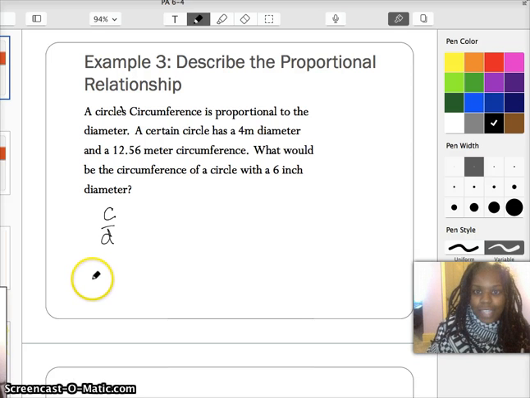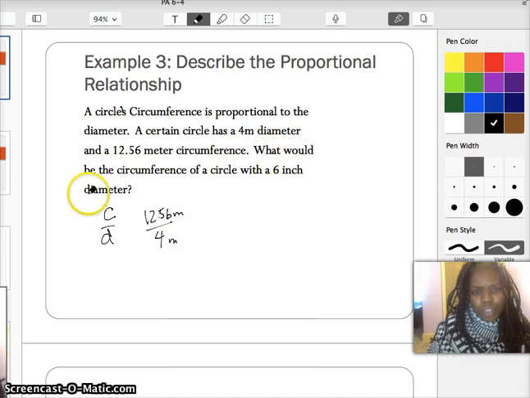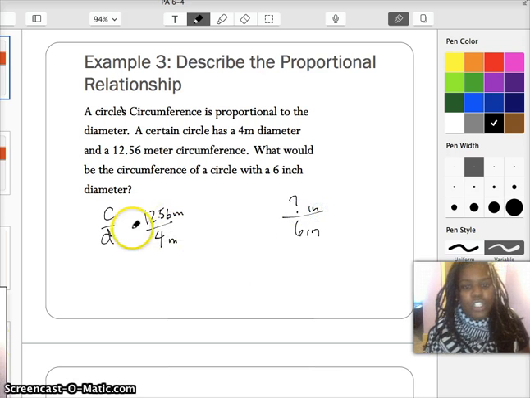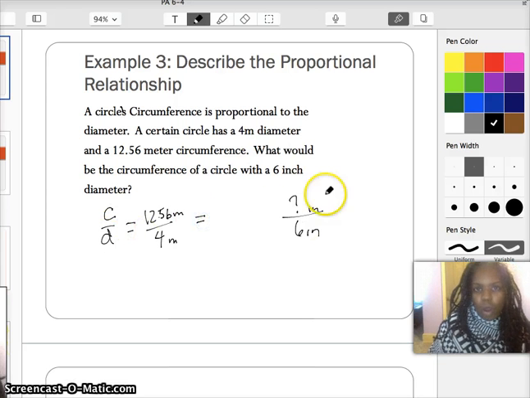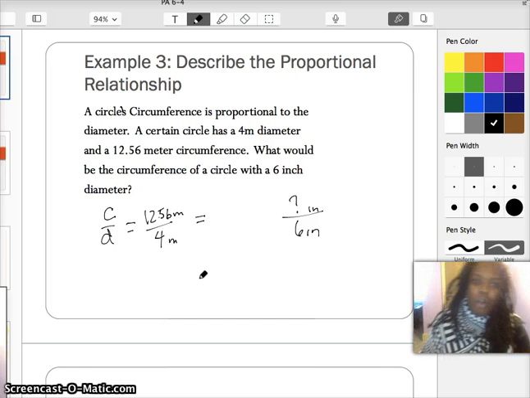A certain circle has a diameter of 4 and a circumference of 12.56, and this is meters. 4 meters over 12.56 meters. And then they're asking us, what is the circumference of a circle with a 6-inch diameter? With a 6-inch diameter, we're looking for the circumference. And I guess the answer is going to be in inches. So here's our situation. We expect all of this to be a consistent proportional relationship. So what we need to do is figure out what's going on.